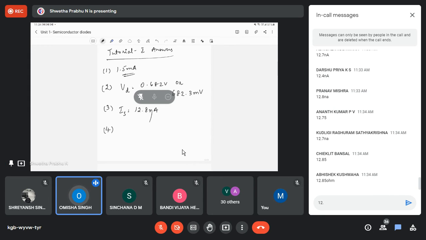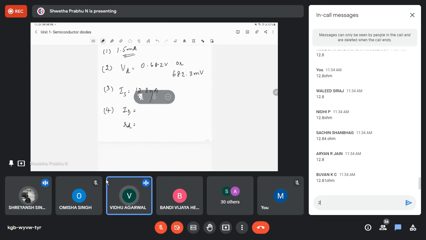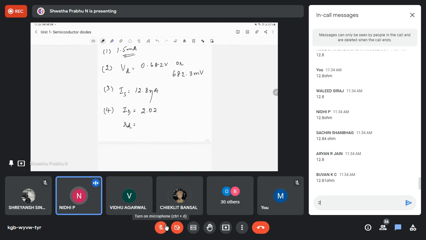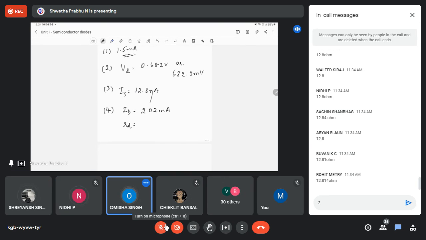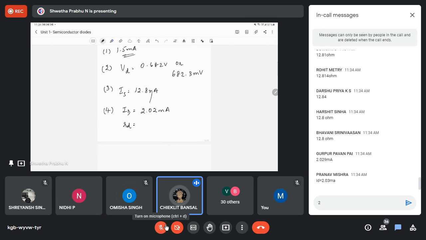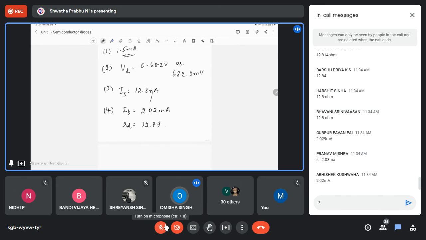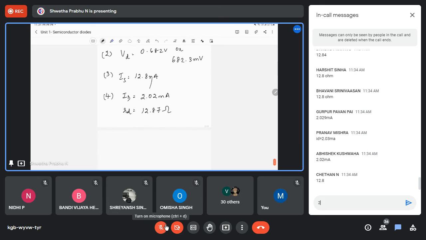Fourth question, what is the answer? ID value, how much do you get? 2.02 milliamperes. Yes, ma'am, correct. RD value? 12.87 ohms. Correct. Please verify. Next question.